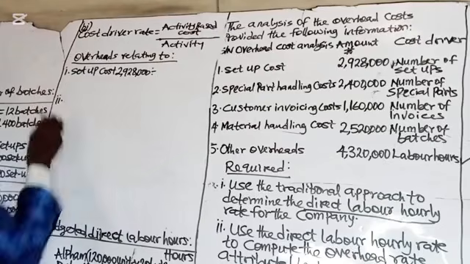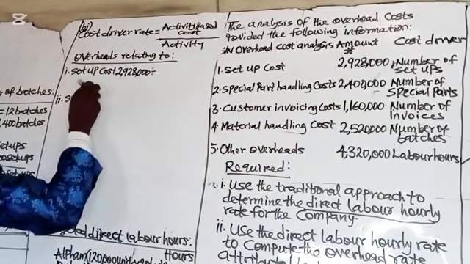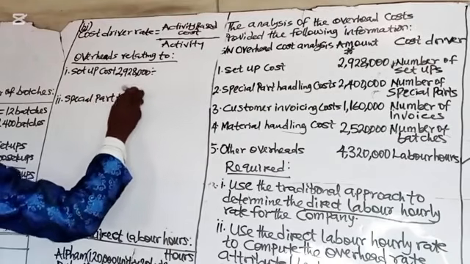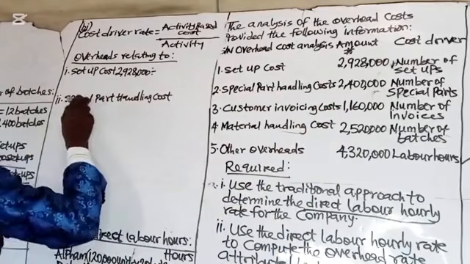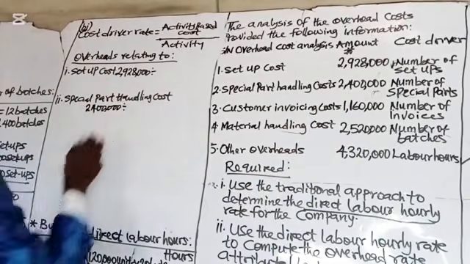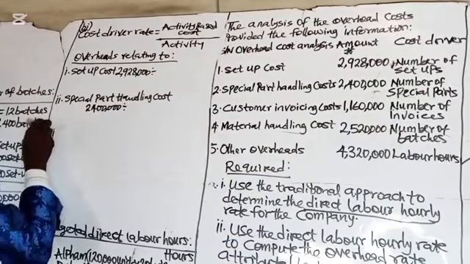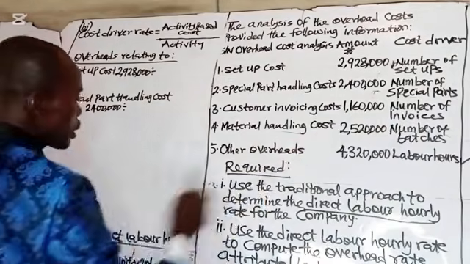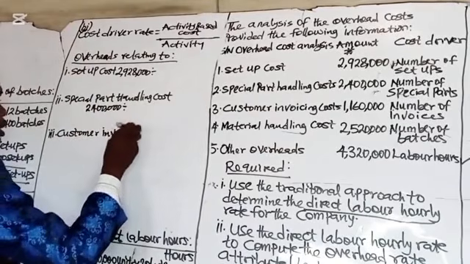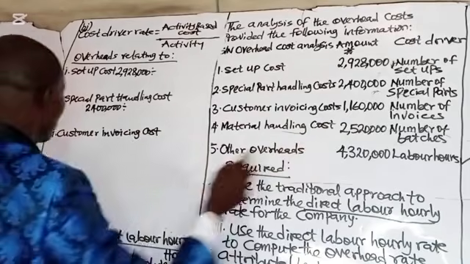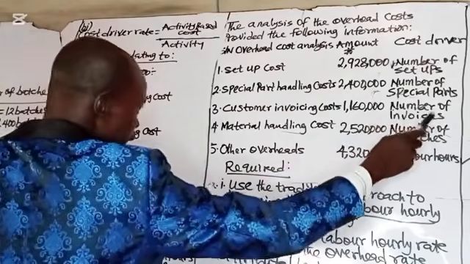Number 2 relates to special part handling cost, which is 2.4 million, divided by the number of special parts. The third one is customer invoicing cost, which will be 1,160,000. 1,160,000 divided by the number of invoices.